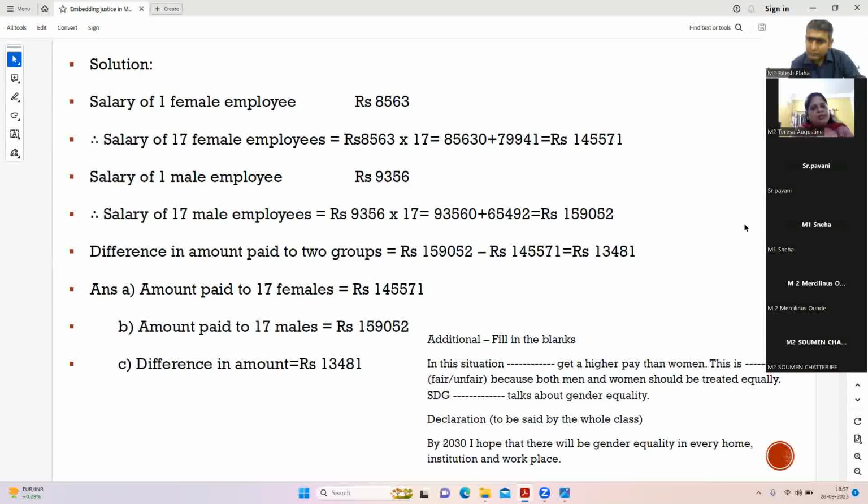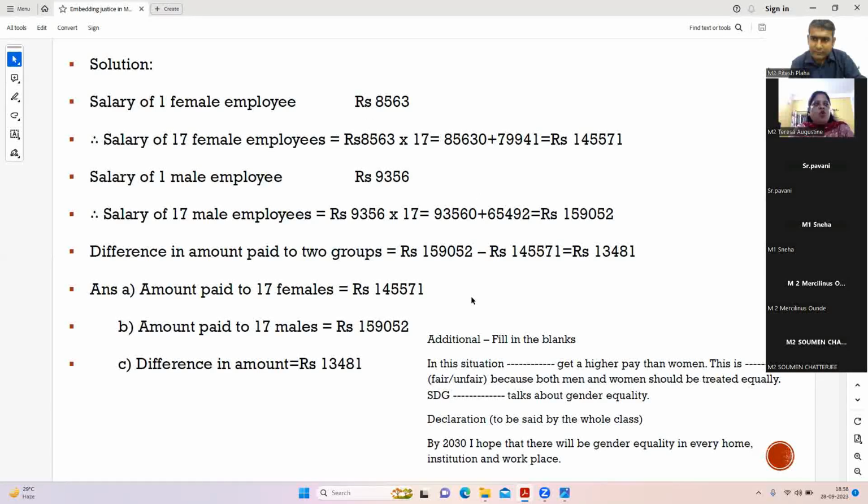Children are aware of it, but the teacher can also help by saying that SDG 5 talks about gender equality. And then the class can all come together and have a small declaration like, by 2030, because the SDGs are all about 2030, I hope that there will be gender equality in every home, institution, and workplace.